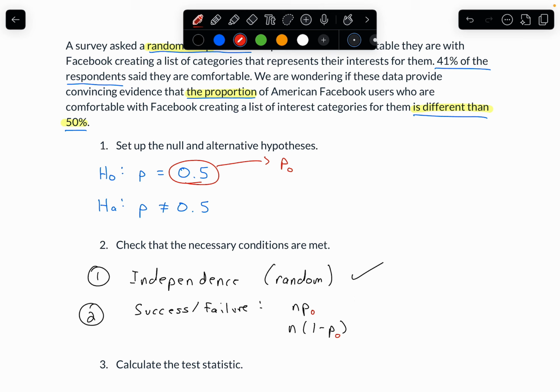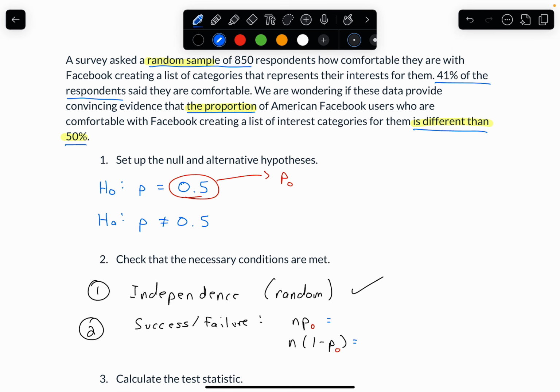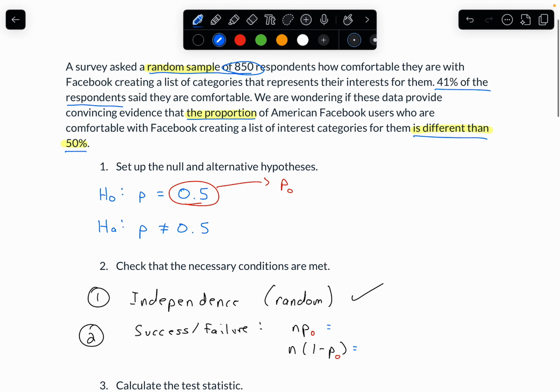So let's work through these here. Shouldn't be an issue, but we're going to go ahead and calculate it out anyway. Our sample size n, and actually we skipped that part, we said our random sample of 850 respondents, meaning n is equal to 850 in this problem.